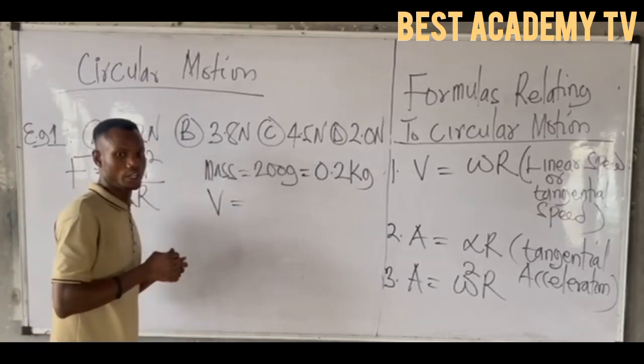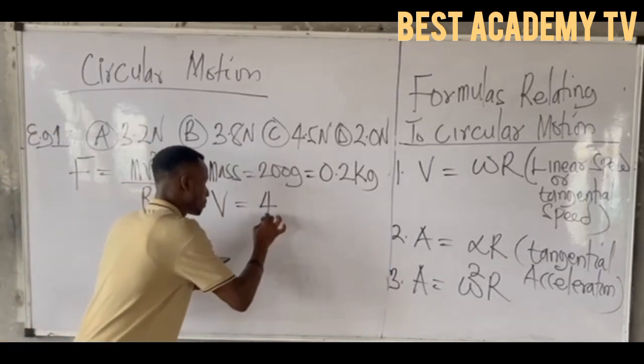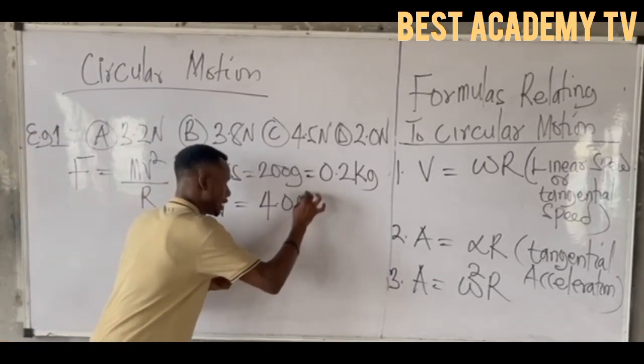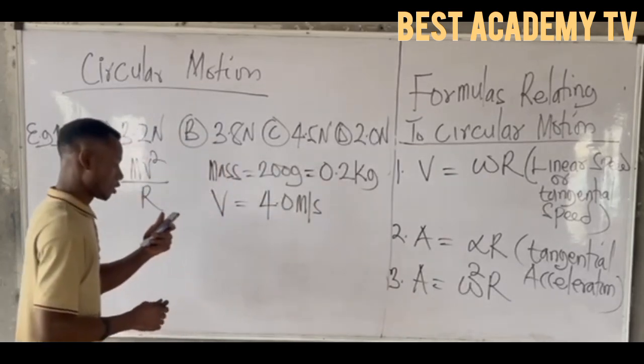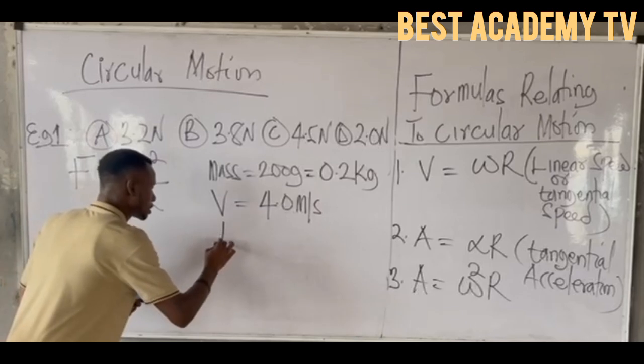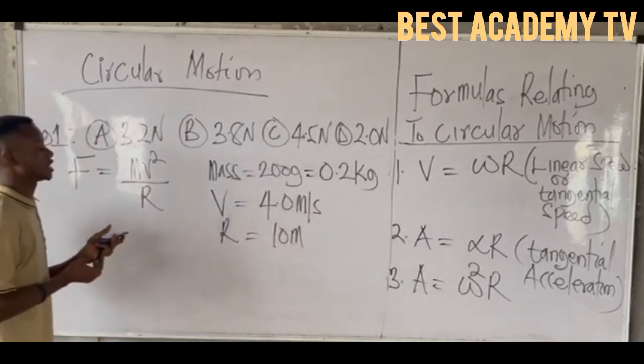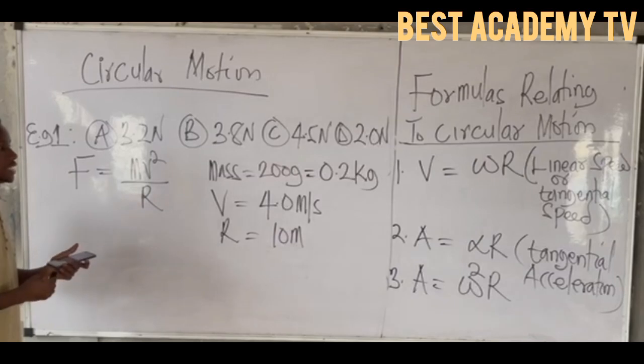Alright? Now the next thing given to us there, the velocity given to us there is what? What's our v there? 4.0. Please take note, the same as 4. That is 4.0 meter per second. Alright? Now, the next thing given to us there is radius. Our radius here is said to be 10 meters. Please take note. So it means that all the parameters here are complete.